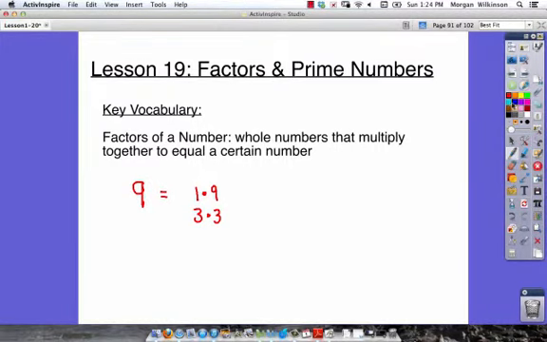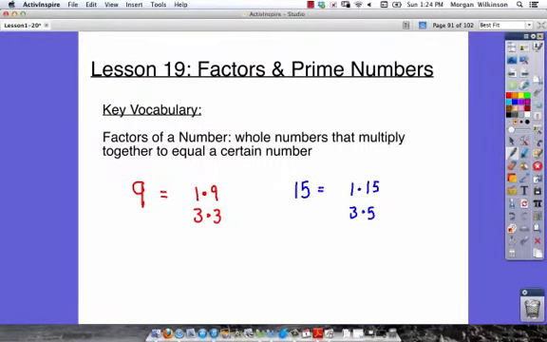Let's look at another one. Let's say we have 15. If we have 15, 15 is going to be equal to, well, 1 times 15. So 1 is a factor of 15. 15 is a factor of 15. We could also have 3 times 5. 3 is a factor of 15, and 5 is also a factor of 15. So all 4 of these would be our answers.